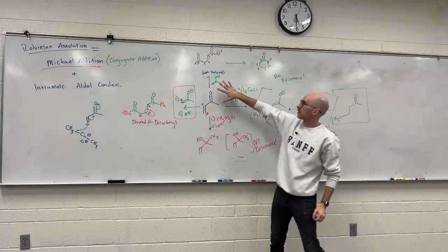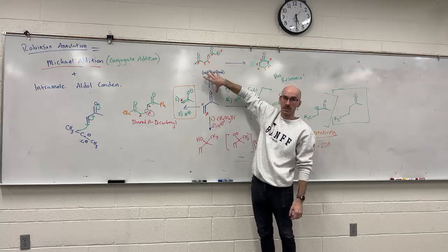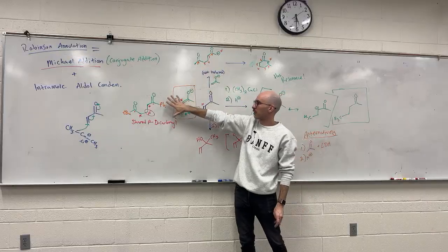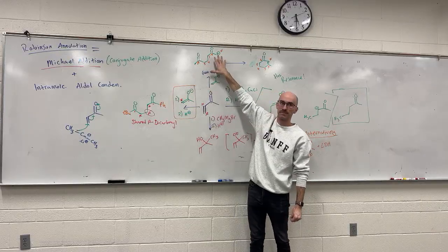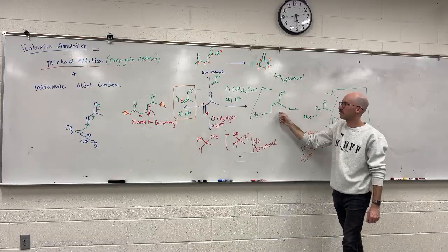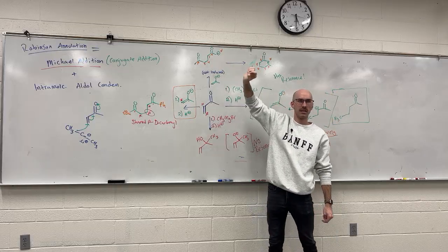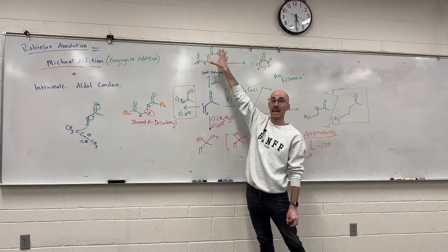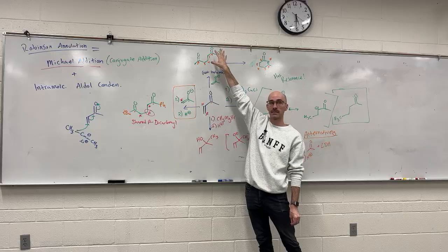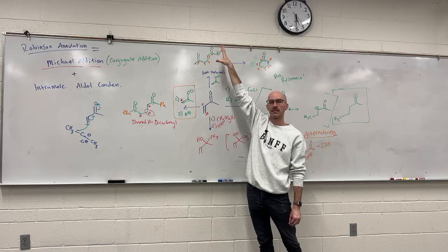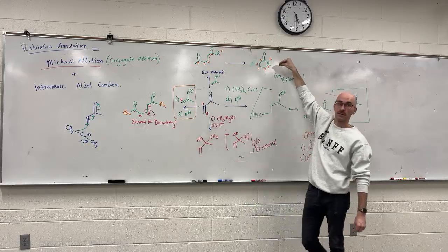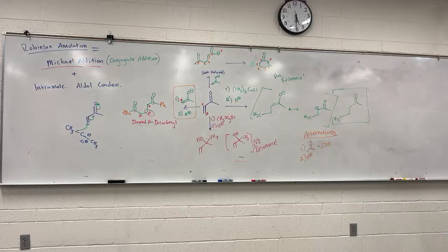This is the Michael addition, although I did skip over how it will tautomerize from this type of enol into this type of enol. The important thing is that if it can form an enol like this, or an enolate, then it will react with itself.